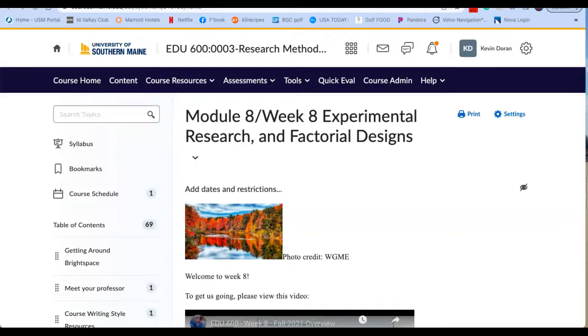This week, we're going to be taking a look at experimental designs and factorial design. Both of these types fall under the umbrella of quantitative research, which we've been studying for the last 2 weeks, and they're just different tweaks of quantitative research and different designs.